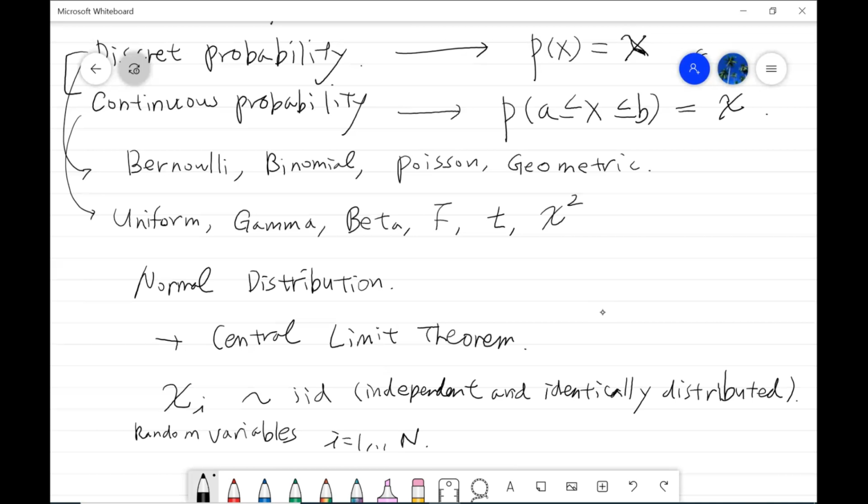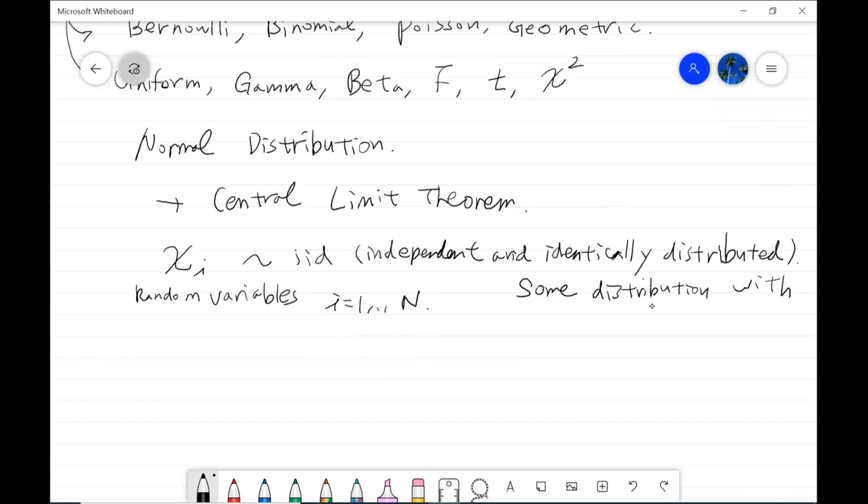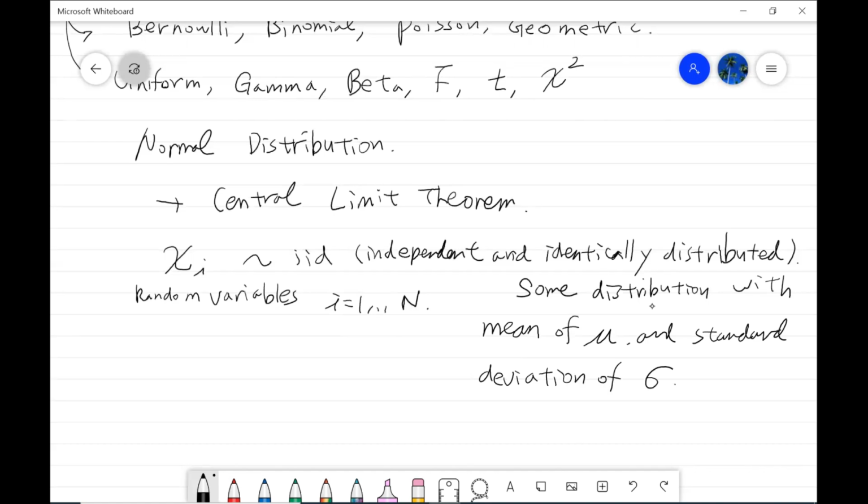So once you have a series of random numbers that are independent and identically distributed with some probability distribution, with mean of mu and standard deviation of sigma, we still have no idea what the specific probability distribution is that all these numbers are coming from, but we already know the mean and standard deviation. That's all.